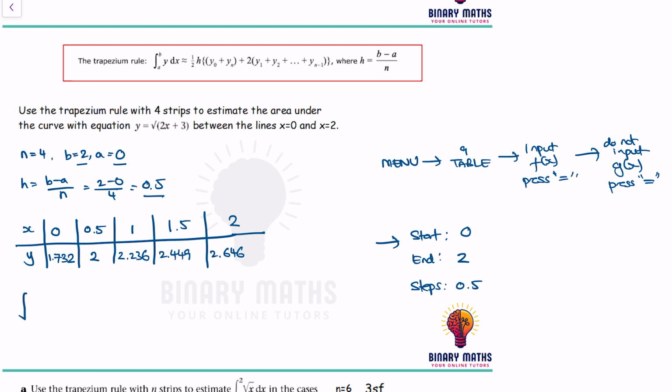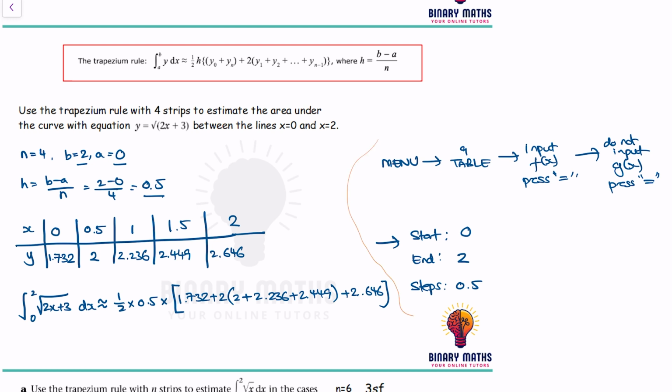So the area, the integral between 0 and 2 of root 2x plus 3 dx, is approximately equal to a half times h, so a half times 0.5 times, okay, the first value comes up once, which is 1.732, plus 2 lots of 2 plus 2.236 plus 2.449, plus the last term on its own, 2.646. Let me just separate this out.